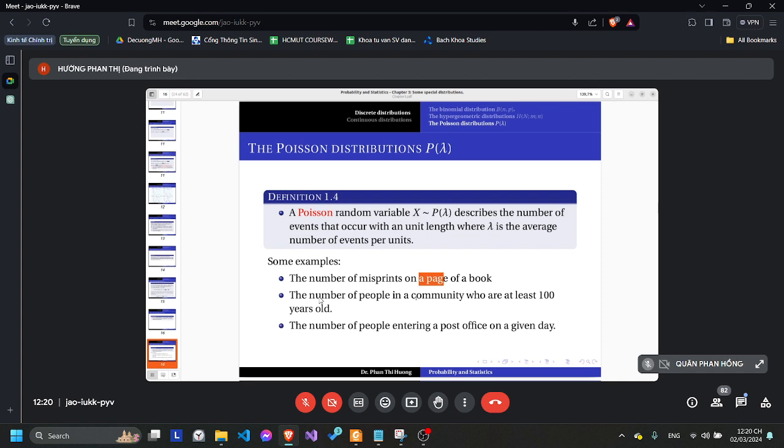Or the number of people in the community who are at least 100 years old. So the event will be 1 person who is at least 100 years old, and the unit we are considering will be a community. So this is also modeled by the Poisson distribution. Or the number of people entering the post office on a given day. Hence, the event we are considering will be a person entering the post office, and the unit will be a given day.